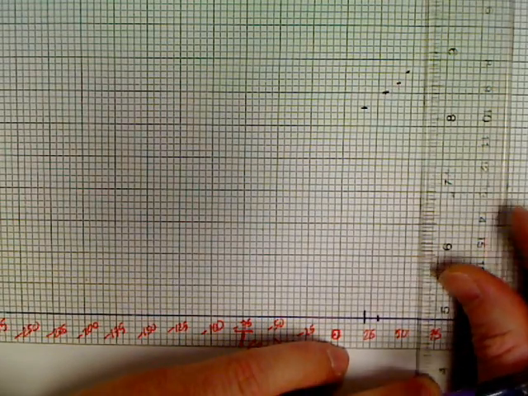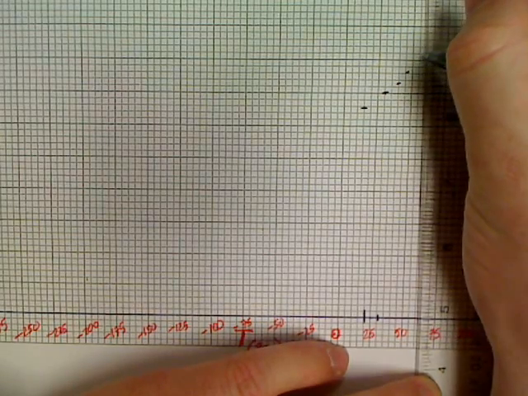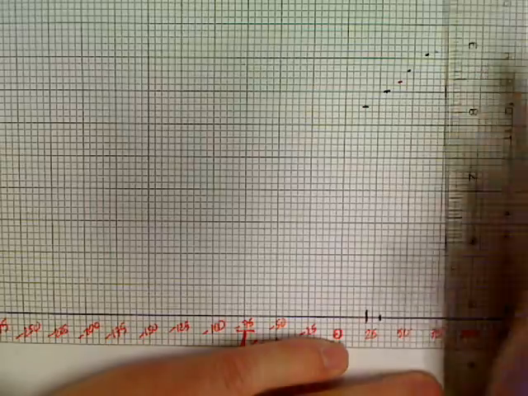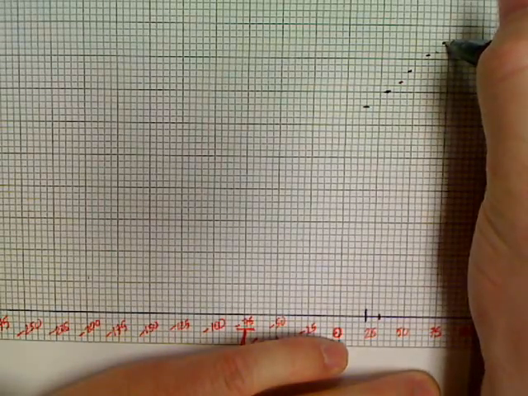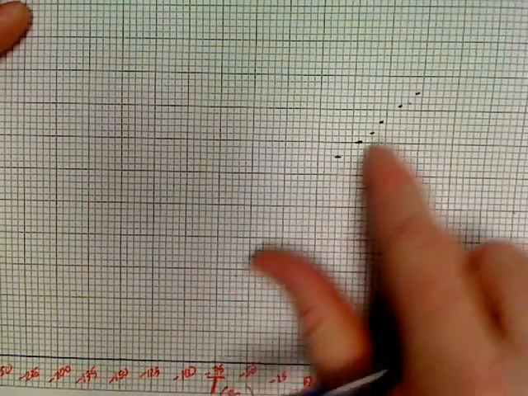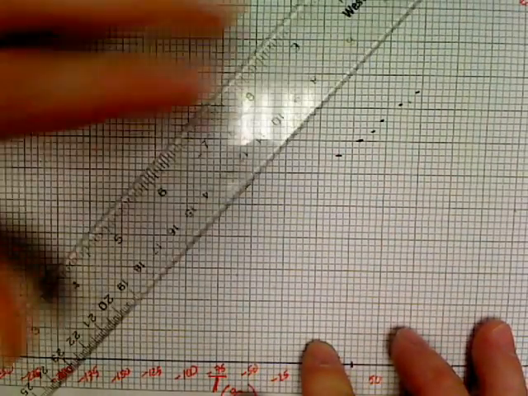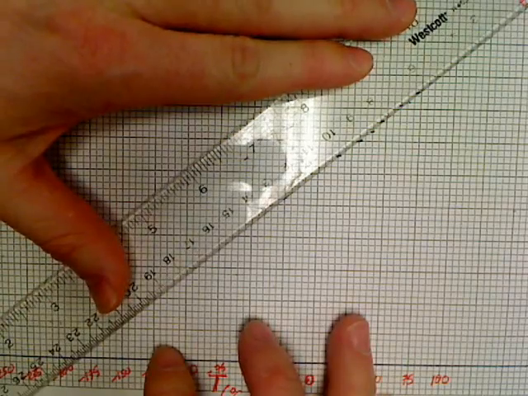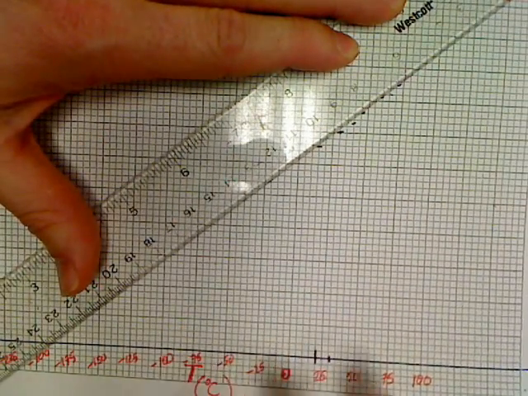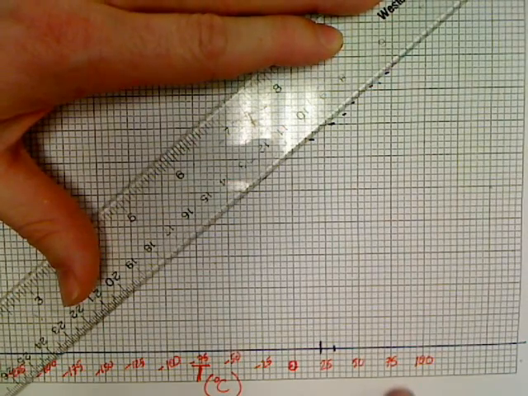And at 60, I've got 161, which would be right here. And then my last one is right here. So I end up with 4 dots laid out just like this. All I'm going to do is take the ruler and lay it on those dots. And my graph is not going to be great. But I'm going to lay my ruler down just like this.